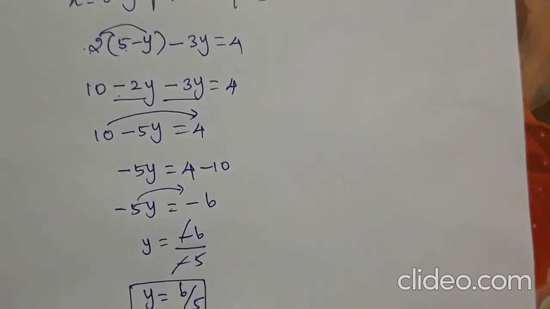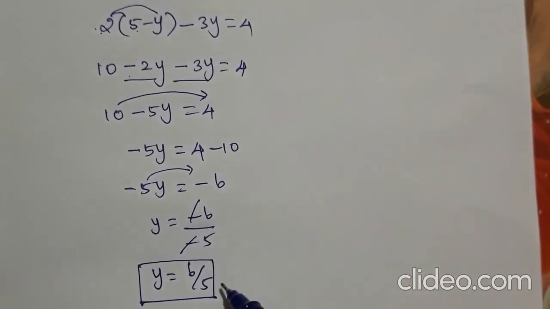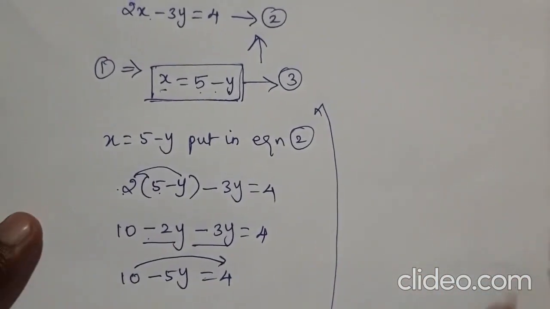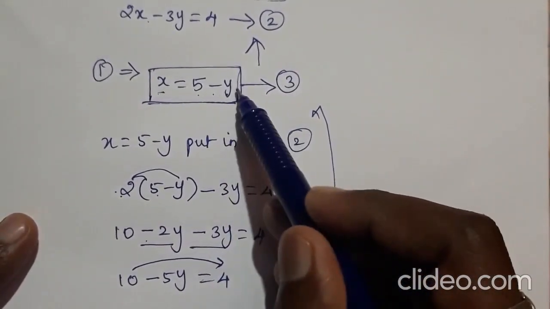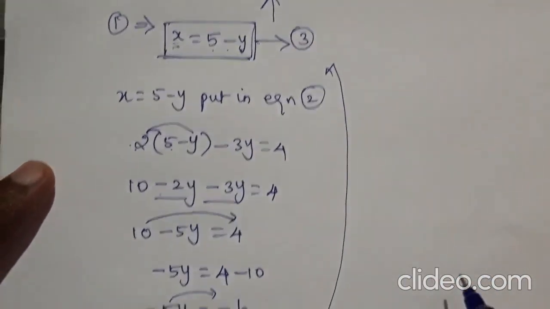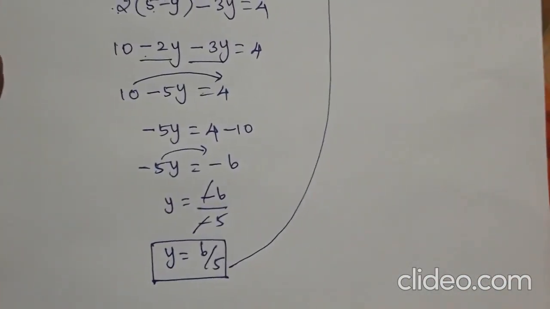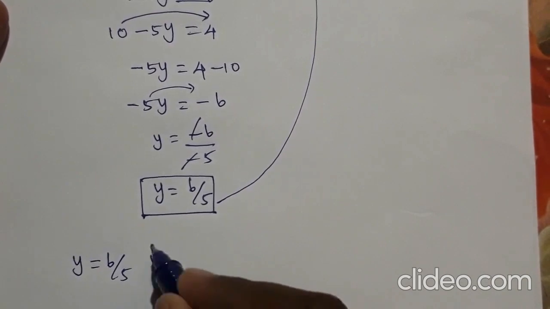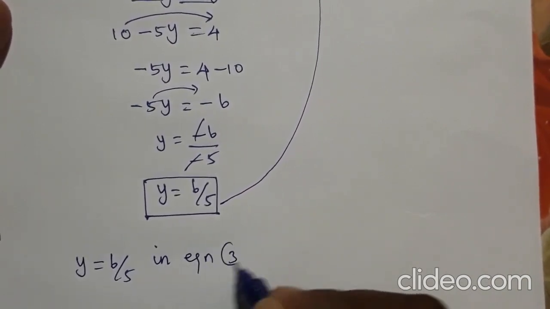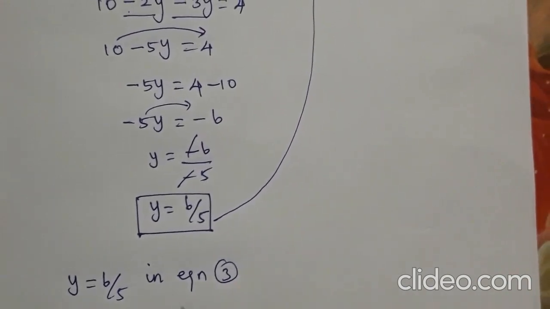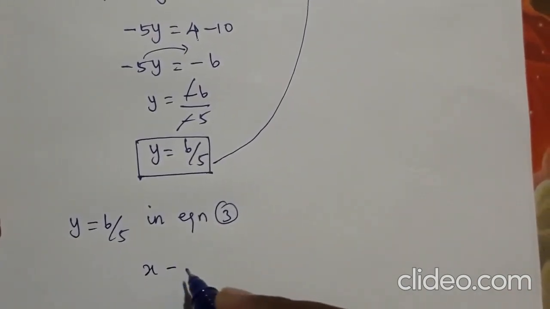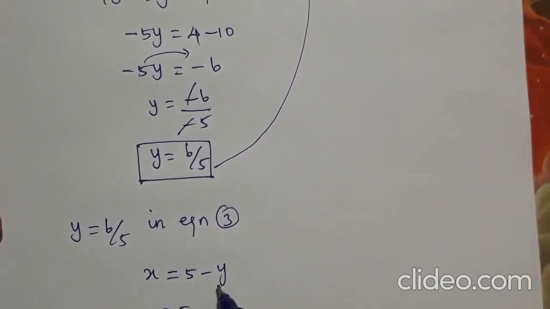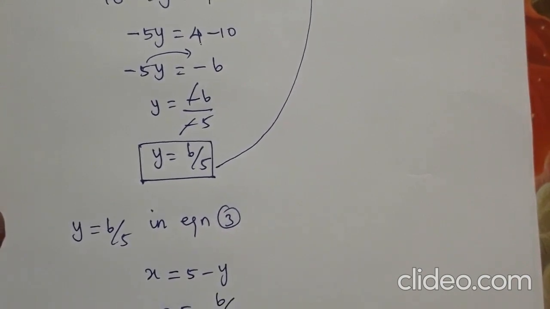So y value we got. Next, to find the x value, we should take equation 3. If you are substituting a y value in equation 3, you will get x value. So y value we know that 6 by 5. So y value substitute in equation 3. So equation 3 is nothing but x is equal to 5 minus y. So 5 minus, instead of y we can substitute the value 6 by 5.